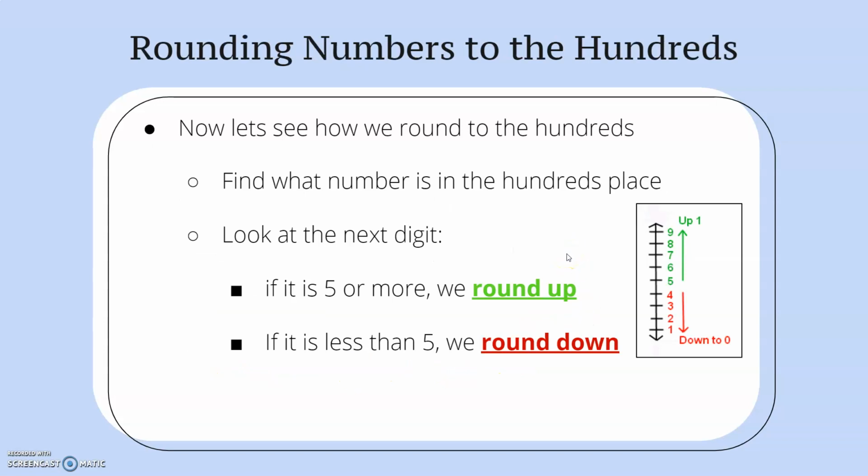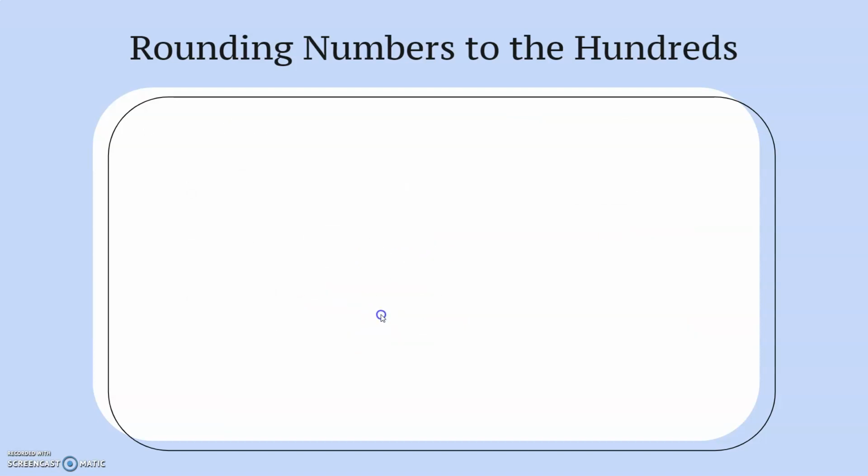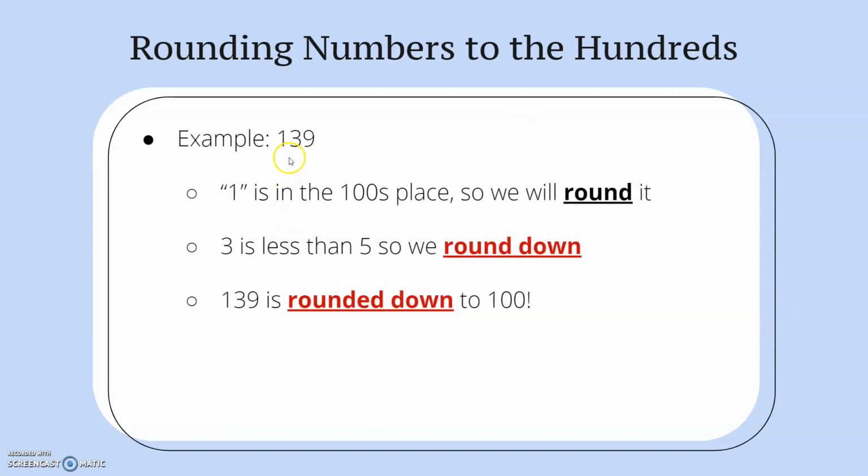Next, we can round numbers to the hundreds place. It's the same process. You look at the number in the hundreds place, and then look at the next digit. Same, if it's 5 or more, you round up. If it's less than 5, you round down. Looking at the example 139, we see that 1 is in the hundreds place, and the digit after 1 is 3. Since 3 is less than 5, we're going to round down. So you round out completely. So 139 is rounded down to 100.